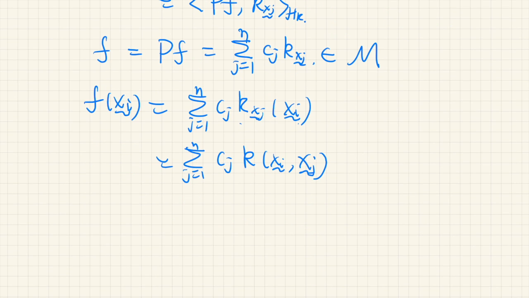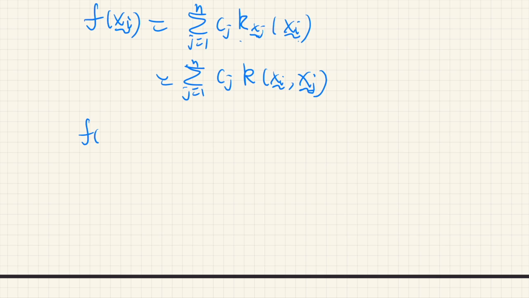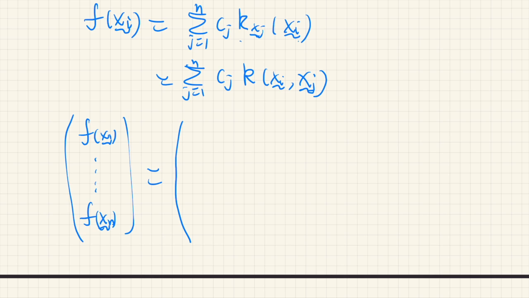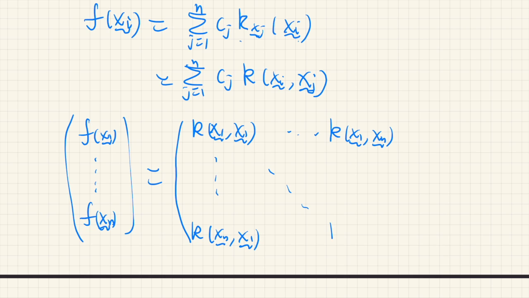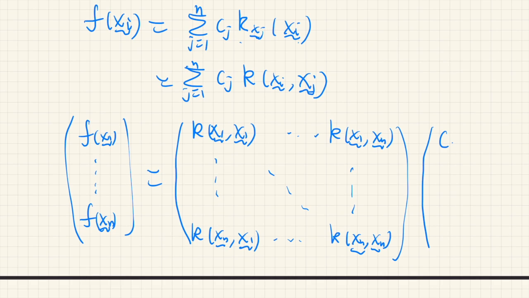We can represent this in matrix form. So f of x1 up to f of xn is equal to the matrix with entries k(x1, x1) and k(x1, xn) and so on, k(xn, x1) and k(xn, xn), times the vector c1 up to cn.